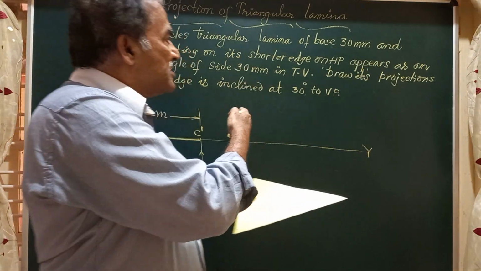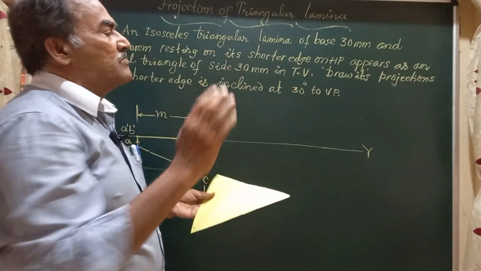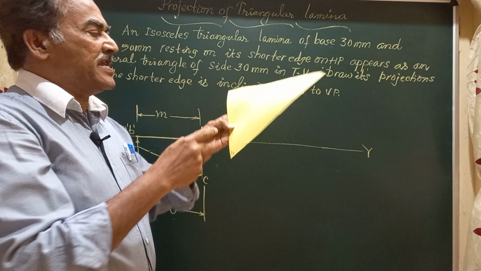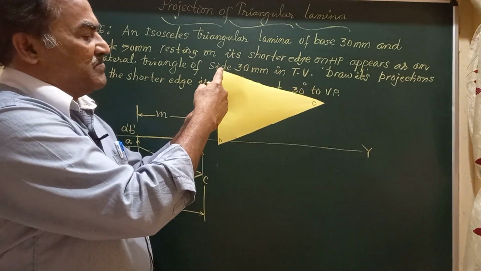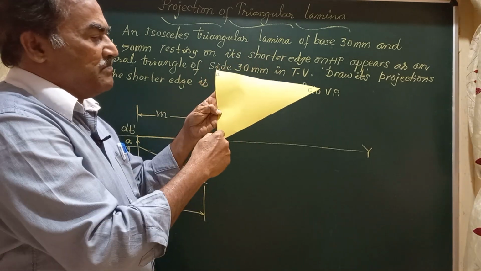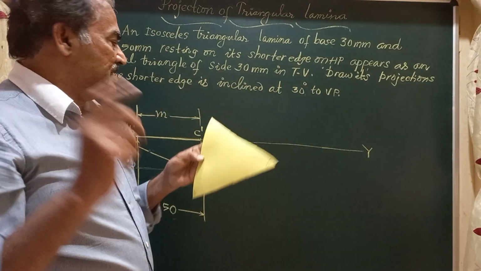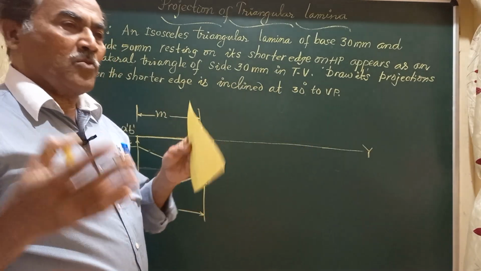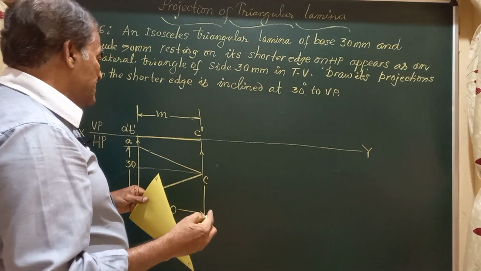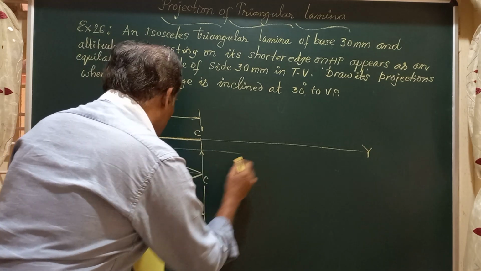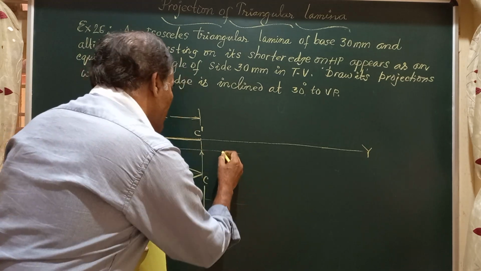So in the solution, he says it has to become an equilateral triangle. So obviously, you are going to get an equilateral triangle ABC with AB equal to BC equal to CA, each equal to 30 millimeter. So since the top view is given to be an equilateral triangle, I am going to write adjacent to this figure, an equilateral triangle.